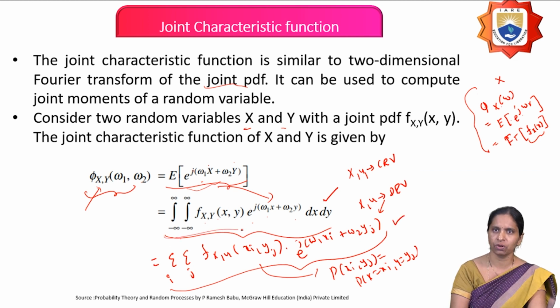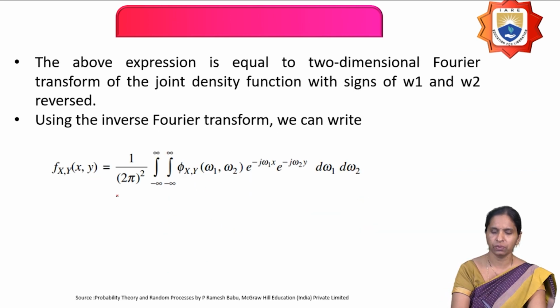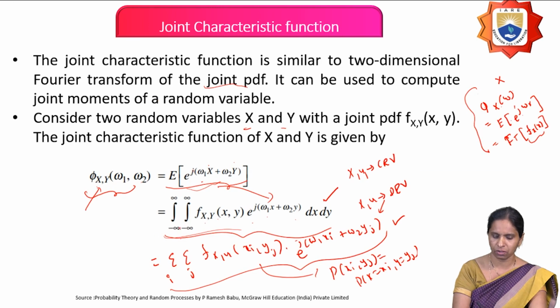Now, if you observe this formula, what can you say? This is nothing but the two-dimensional Fourier transform of the joint density function f xy of x comma y. Therefore, how can you say that? You can say that the joint characteristic function is called what?